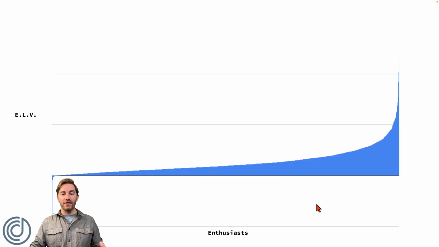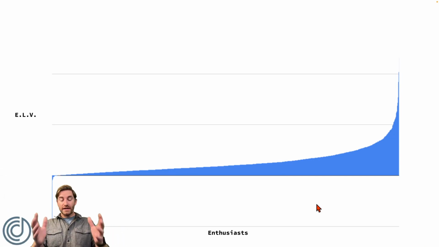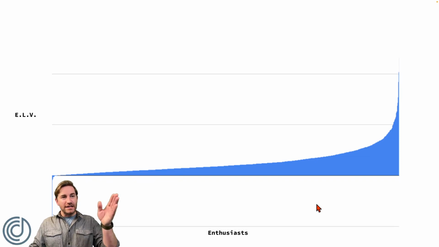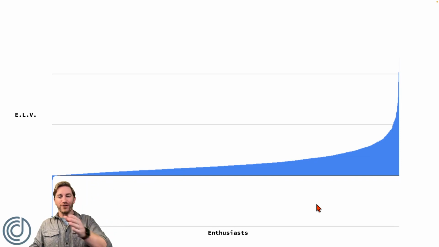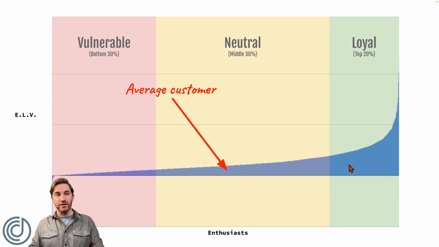Now, if we were to look at this breakout of customers in a real graph of real enthusiasts from the example store we're showing here, each of these slivers of blue are all customers stacked together. If we break them into the three subsets, we can see that loyals make up a large portion of the profitability. Now, the average number that we showed you previously, that's here. That's the average ELV value. That's what we're looking at if we're just saying, on average, how much is a customer worth?